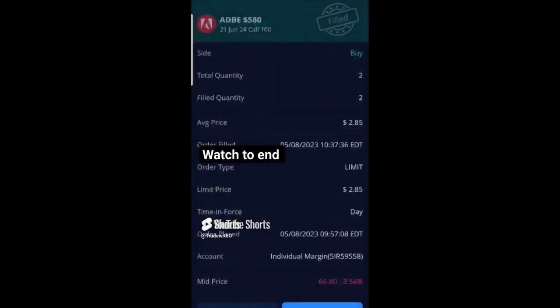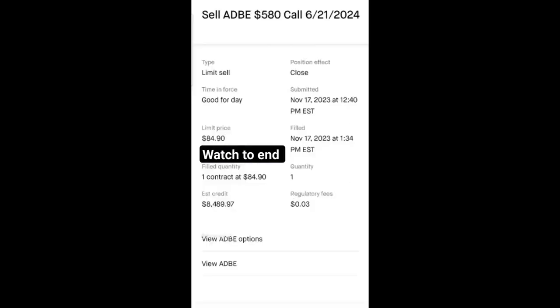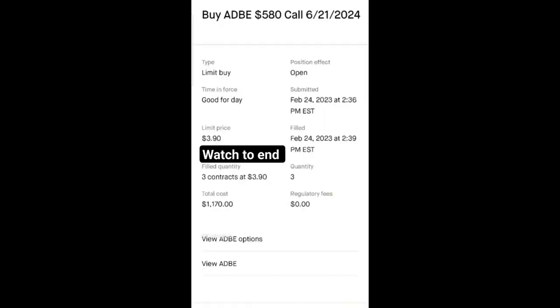Where I bought some of my contract again. This is where I sold some of my contract. I bought some more contract. As you can see, I made about 24K.